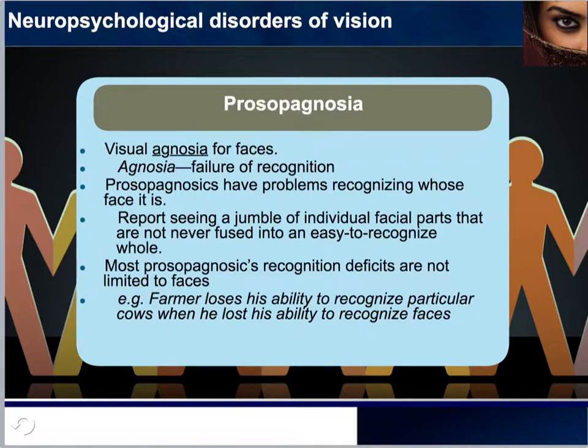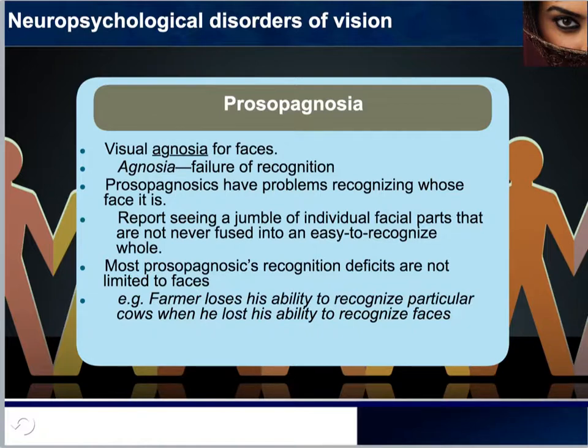Prosopagnosics are individuals who have problems recognizing whose face they're looking at, even that of family members and loved ones. Instead of a face that would have a recognizable pattern, they would report seeing a jumble of individual facial parts that are never fused into an easy to recognize whole. So these individuals, rather than seeing the nose consistently aligned with the eyes and the mouth, would just see a chaotic image.